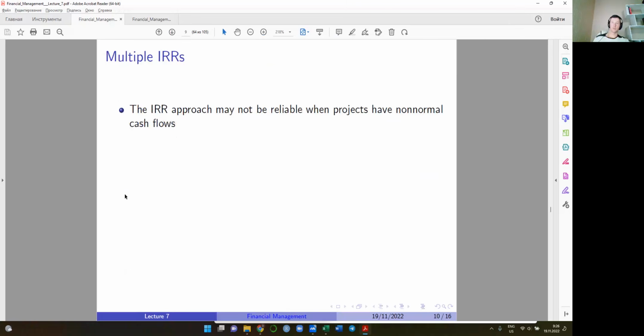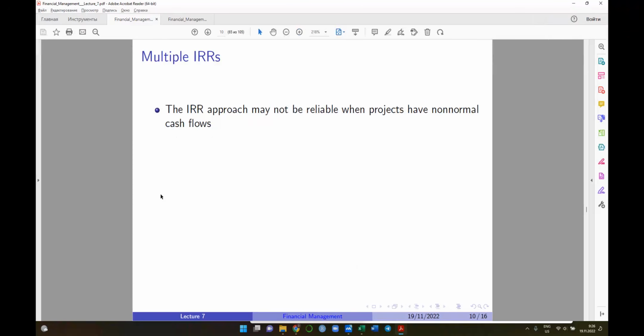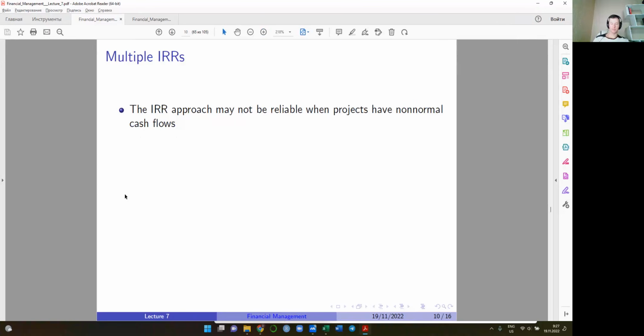There is another problem with internal rate of return, which is called multiple IRRs. What's that? Sometimes we are not able to use internal rate of return when a project has something which is called non-normal cash flows. What are those non-normal cash flows?